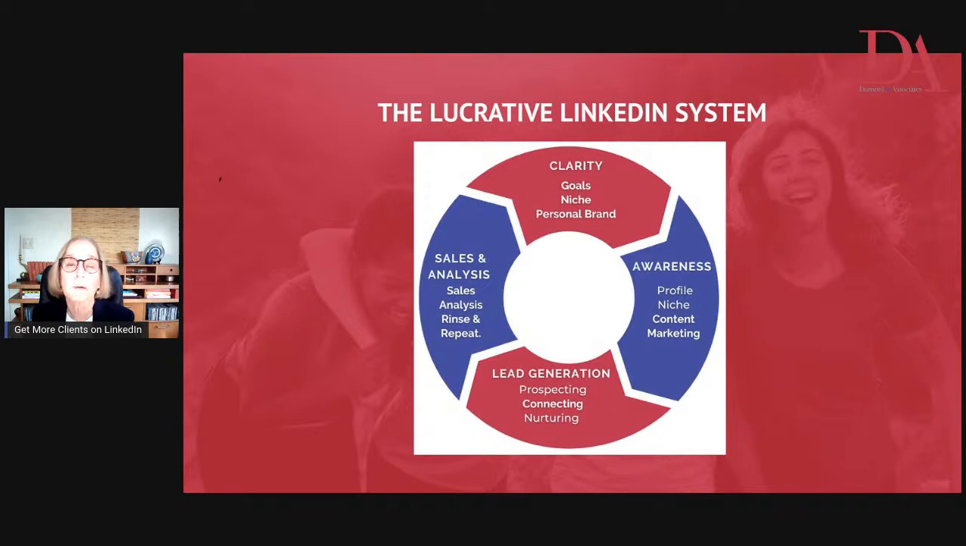And you also have to get real clarity around your niche. Who are the people that you are looking for, and what do they need? So once you know those things, the next thing you have to get clear on is your personal brand.